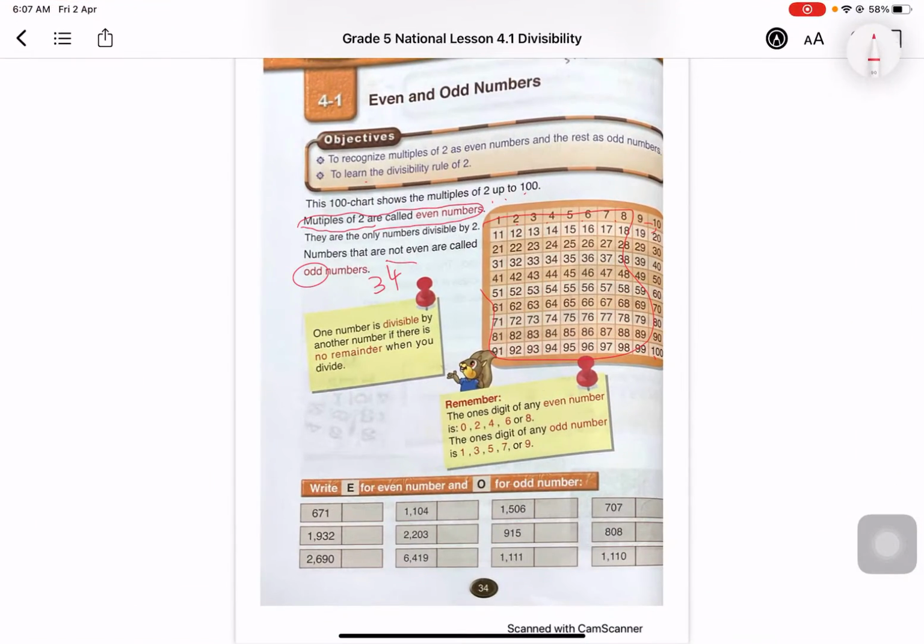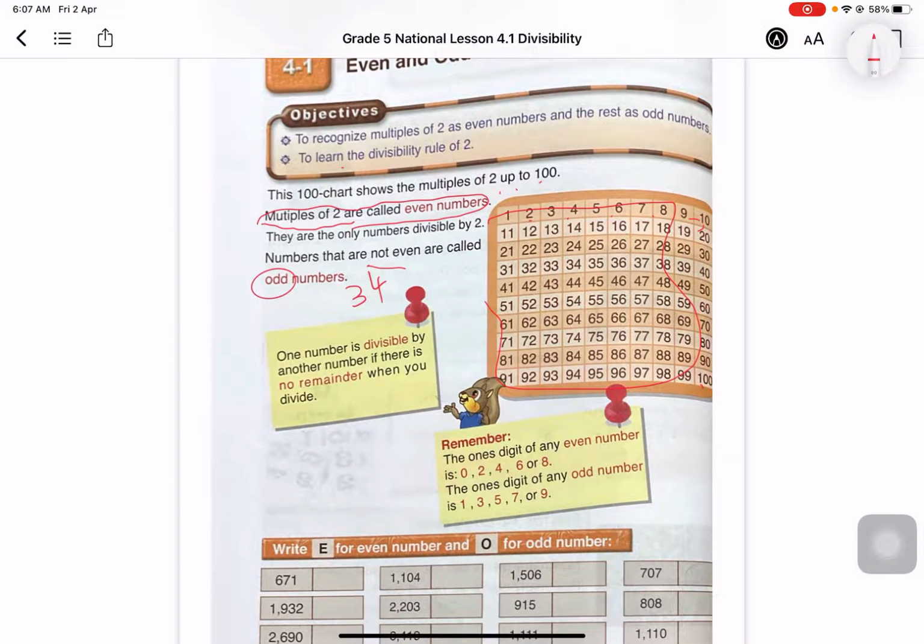Now, they drew for us the 100 chart, and if you skip count by 2s, you will notice that multiples of 2 are called even numbers. They are the only numbers divisible by 2. All of these numbers you get when you skip count by 2s have an even digit in the ones place, and all of these are divisible by 2. What is the meaning of divisible? Divisible means that this number can be divided by another with no remainder. If there is no remainder, we can say that this is divisible by.